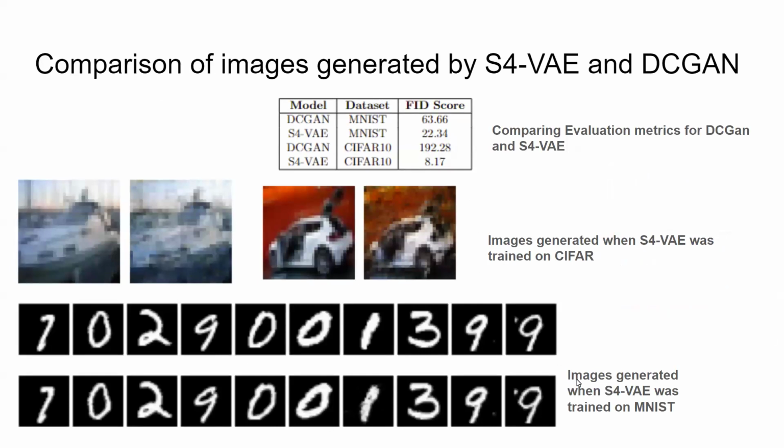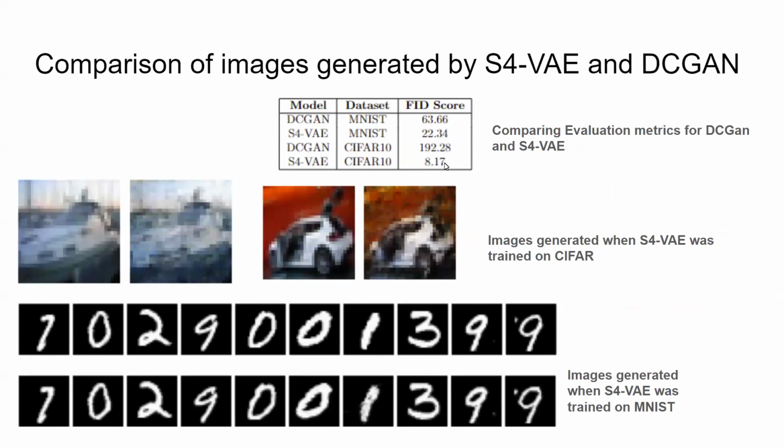In the bottom part, you can see the images generated for the MNIST dataset, and you can see the quality of the image is extremely high. The above one is the real image, and the bottom one is the generated image. Even for the CIFAR dataset, we can see that the quality of image generation is extremely high.